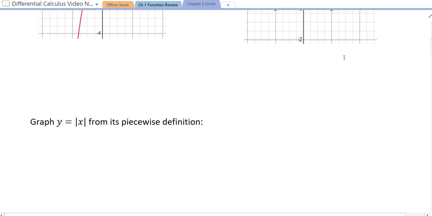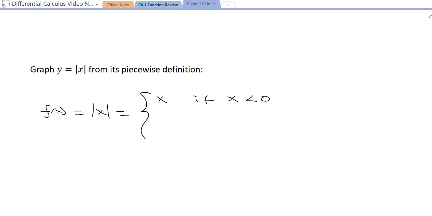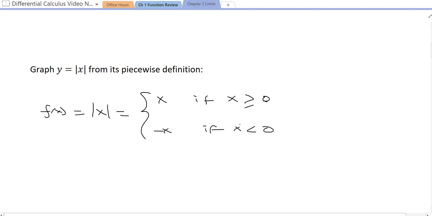So let's try looking at a function. I want to graph y equals the absolute value of x from its piecewise definition. Now remember, what is the piecewise definition of the absolute value of x? The absolute value of x is defined to be x if x is greater than or equal to 0, and negative x if x is less than 0. So this is the definition of the absolute value of x.